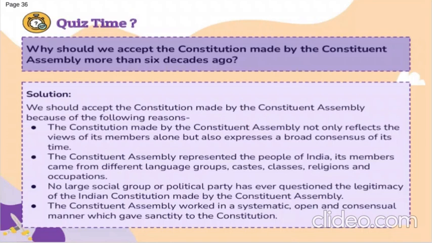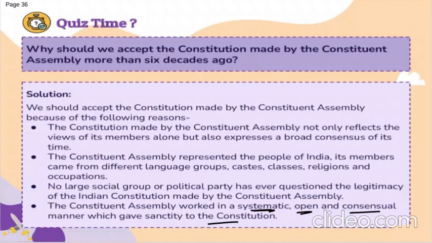There was no large social group or political party which questioned the legitimacy of the Indian constitution. The Constituent Assembly did not make it in one day. They took so much time and made it. So no one came up and said, we don't accept the constitution. The Constituent Assembly worked in a systematic way, an open way, and a consensual manner, which gives sanctity to the constitution. So although it has been a very long time since the constitution was made, it was made on a broad consensus of the time, and hence it is our duty to follow it.